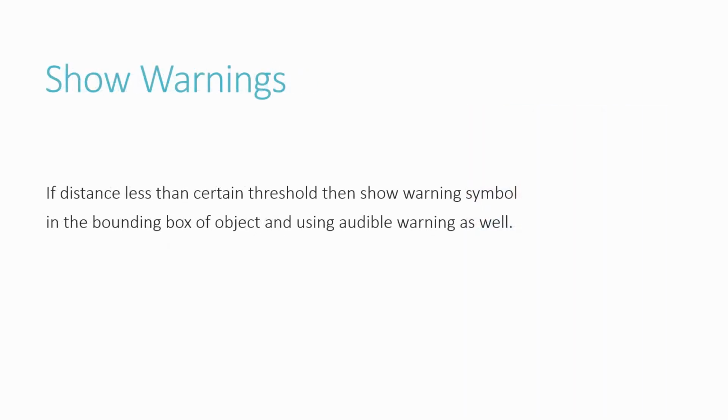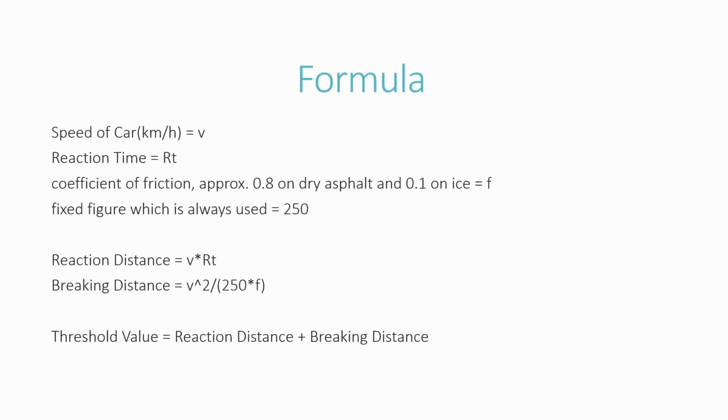Warnings are displayed when the distance from the detected objects falls below a certain threshold value, which we calculate considering the reaction and braking time. Its formula is being shown on the screen.